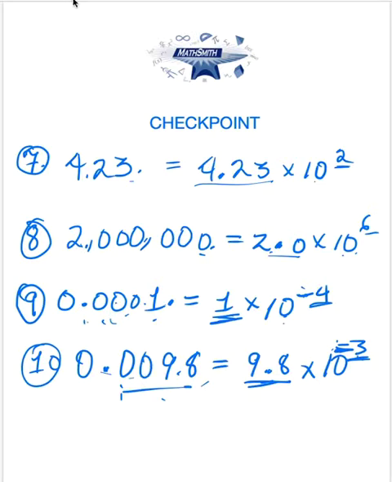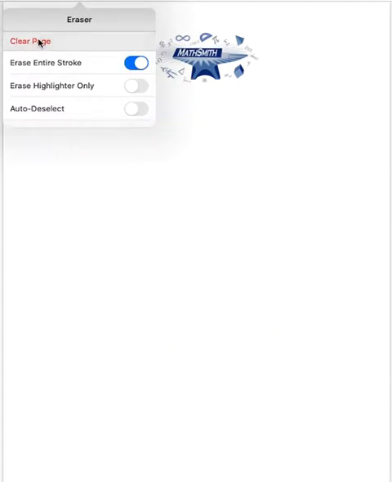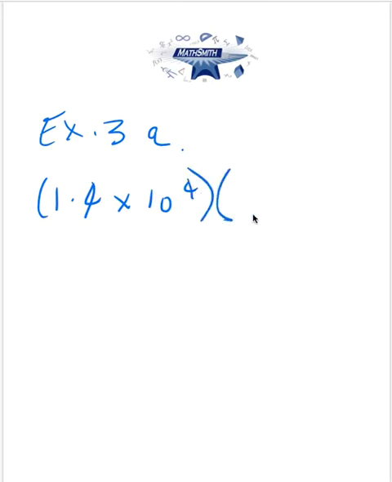All right, so now let's go to the next section, which is going to be about doing some operations with scientific notation. And so your exponent rules are going to come into play again. So here, let's look at example 3A. All right, they have this number, 1.4 times 10 to the 4th power times 7.6 times 10 to the 3rd power.